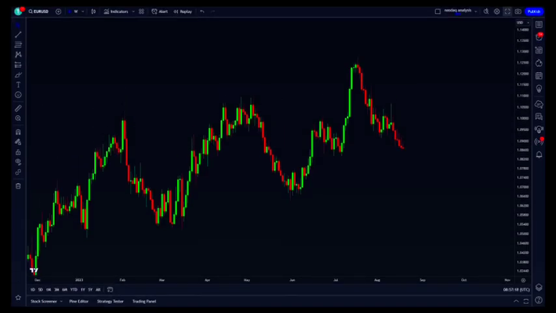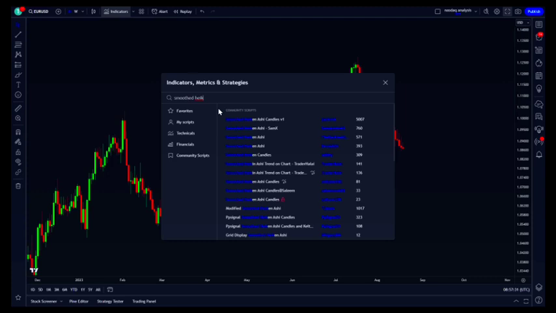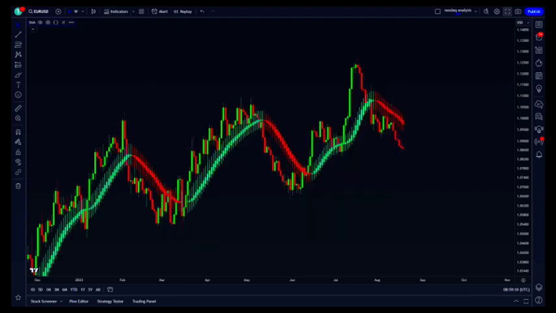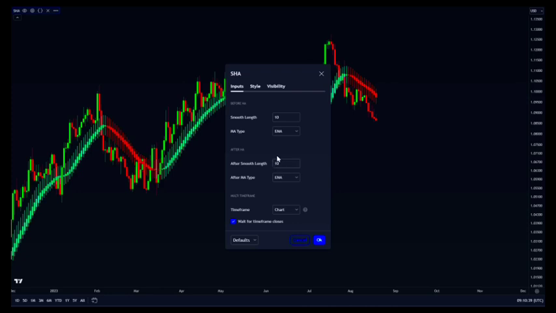So, you can use any charting platform, but the one that I'm using is tradingview.com. Next, go to the indicator section, type in Smooth Heiken Ashi, and there, you can choose any one of these different options. Now, once you've applied the indicator, the next step is choosing the settings. If you're trying out this indicator for the first time, you can just use the default settings at 10 and 10.